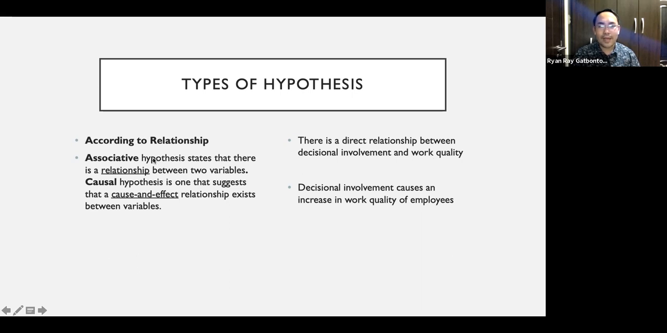However, in an associative hypothesis, you're only looking at the influence and not direct causality. Because if your hypothesis emphasizes causality, or a cause and effect relationship, that becomes a causal hypothesis. It suggests that there is a cause and effect relationship that exists between your variables. So if the statement is directly saying that one causes the other, then definitely that is considered a causal hypothesis, like for this example.